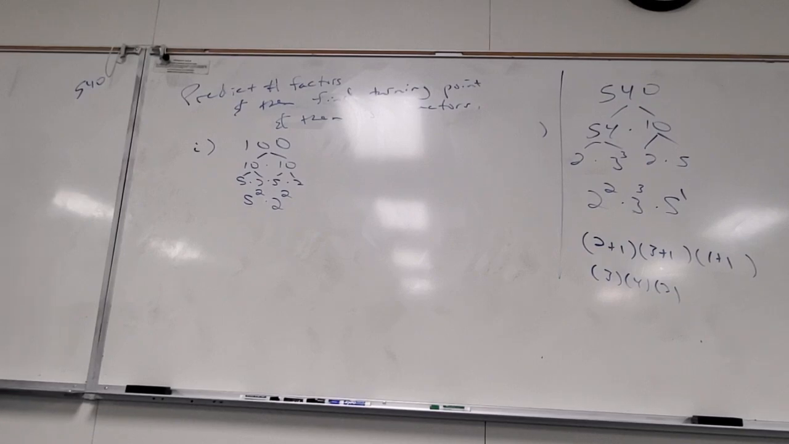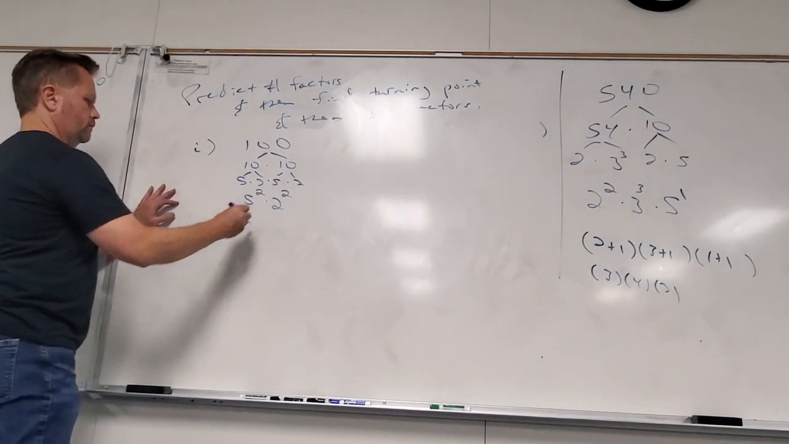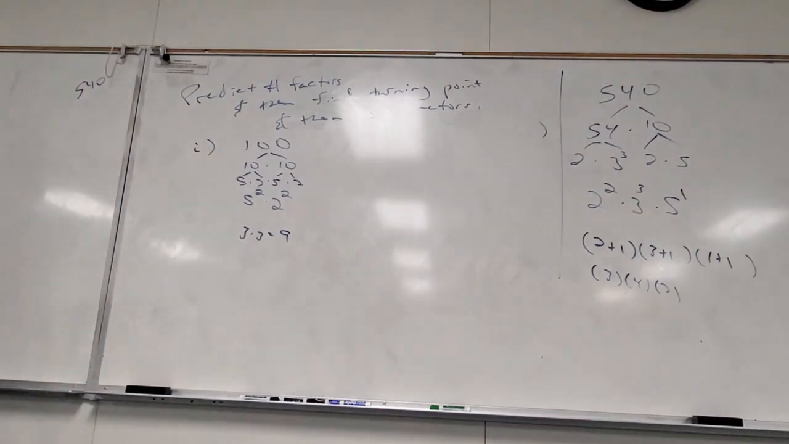So how many factors should this have? 9. 3 times 3, right? 3 times 3. I predict there to be 9 factors. Now, it has an odd number of factors. That should kind of be interesting, because the other ones we just did had an even number of factors, right?